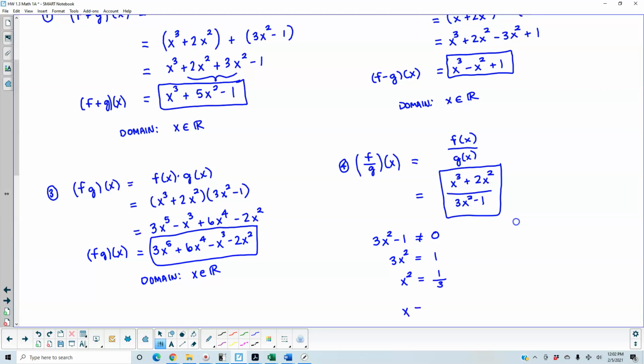If we take the square root of both sides, we have plus or minus the square root of 1 over the square root of 3. And so if we rationalize the denominator by multiplying by the square root of 3, then we should get plus or minus the square root of 3 over 3. So the domain of this function is x such that x cannot equal plus or minus the square root of 3 over 3.